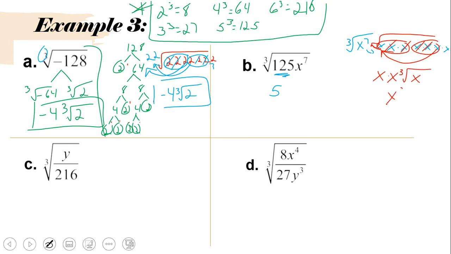So we end up getting x squared cube root x. So when we put it all together with the 5 that we did from before, 5x squared cube root of x as my final answer. Not easy, all right?